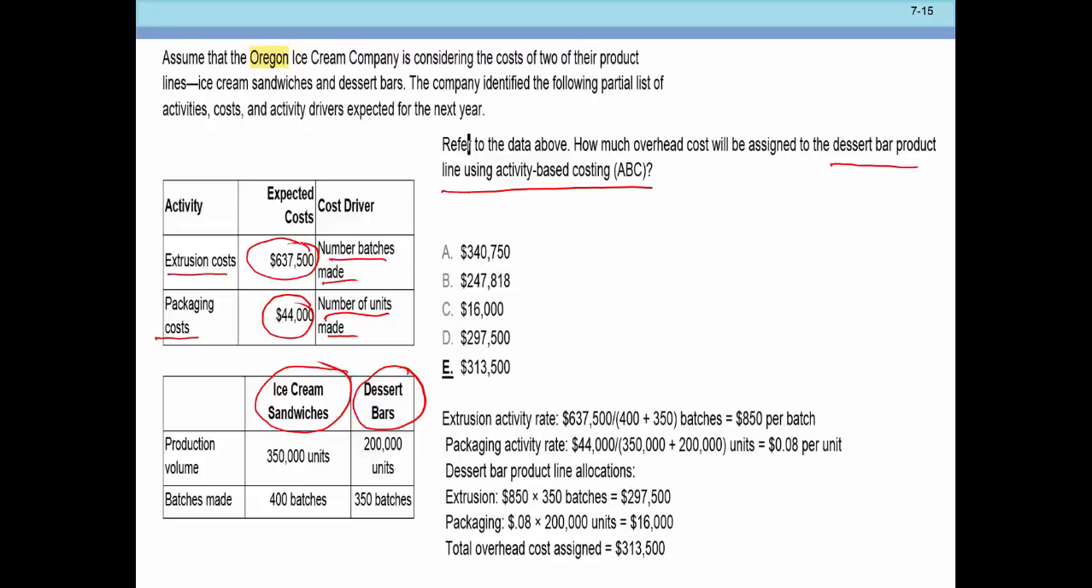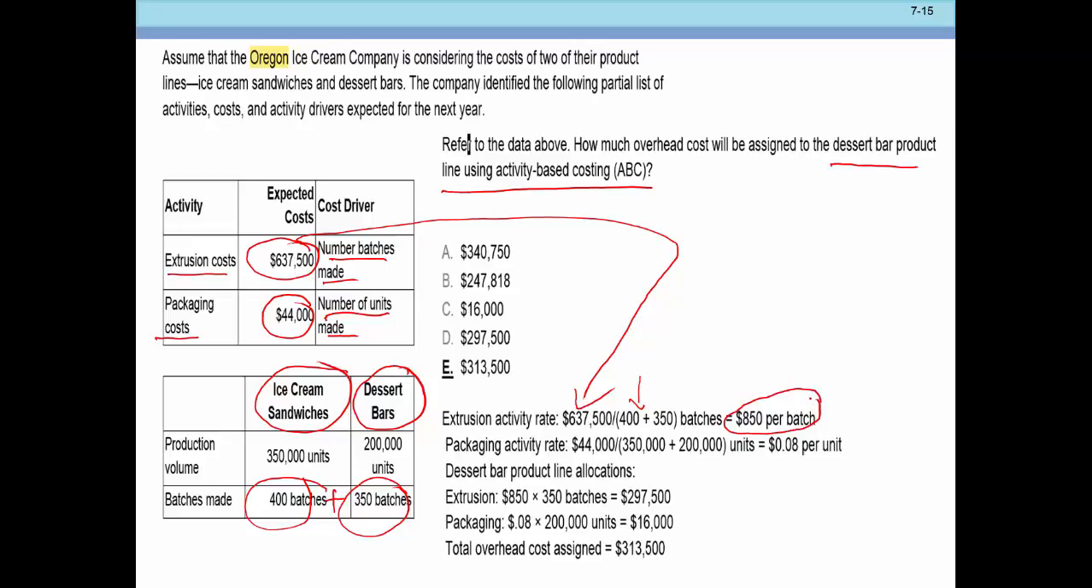So what happens? We come over and we pick up the total extrusion cost, and then we want to come up with the amount per batch. And so you take a look, and we have 400 batches for ice cream sandwiches. We have 350 batches for dessert bars, so we add those together, and that becomes my denominator here. That's the 750 batches in total. So now I have a rate per batch for extrusion, don't I?